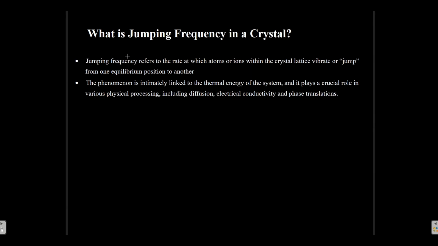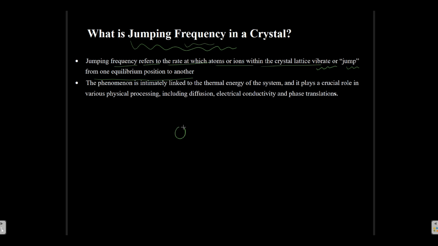First of all, we need to understand what jumping frequency is. So its definition is: jumping frequency refers to the rate at which atoms or ions within the crystal lattice vibrate or jump from one equilibrium position to another equilibrium position. So it is just the rate. So frequency refers to rate.